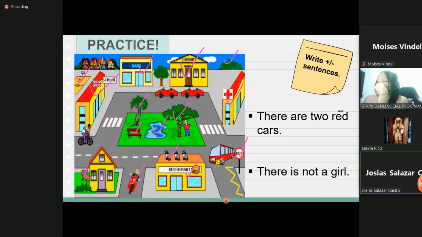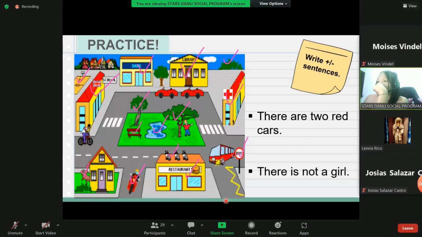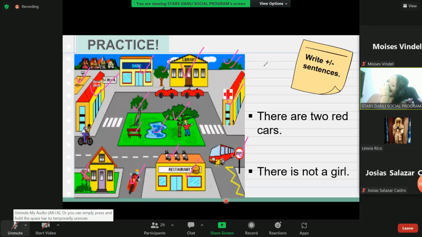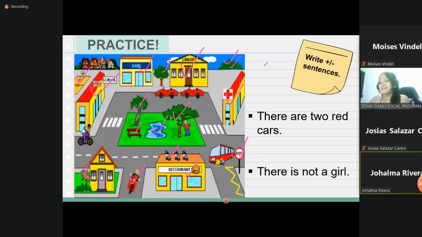There are 2 trees. Okay, there are 2 trees. Excellent. Bueno, que de hecho tenemos otro más. Yes. Now, Johalma. There is a cycle. You say a bicycle? Ajá. Yes, we say a bicycle. Si hablamos de la bici, sí, the bicycle or bike.